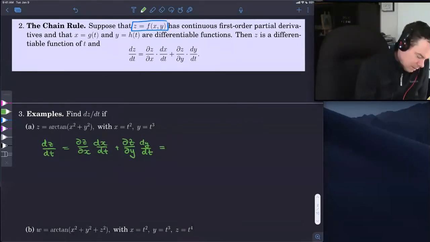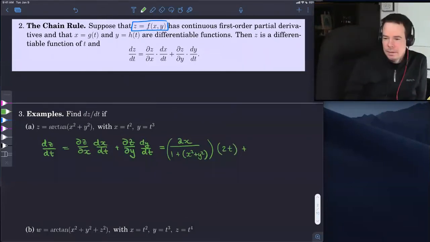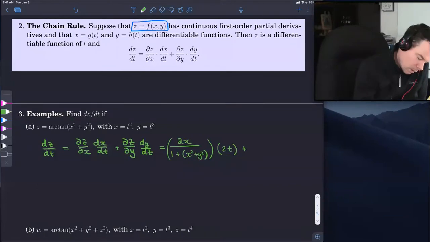What's dz dx? That's the derivative of the arctan function. So that's 1 over 1 plus (x squared plus y squared) squared, times the derivative of the inside, which is 2x. So that's our first bit. That's dz dx. And then we've got to multiply by dx dt. dx dt is 2t. Then I've got to add to that the derivative with respect to y. So that's now 2y over 1 plus (x squared plus y squared) squared.